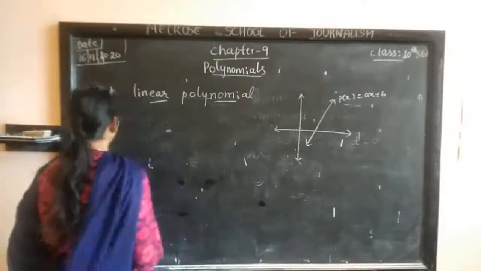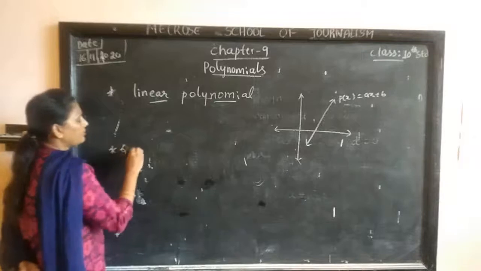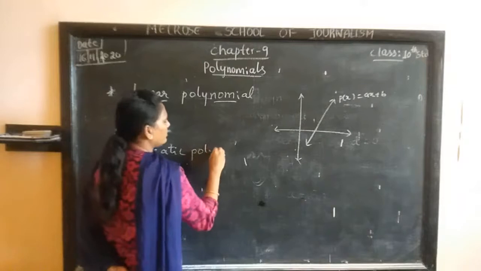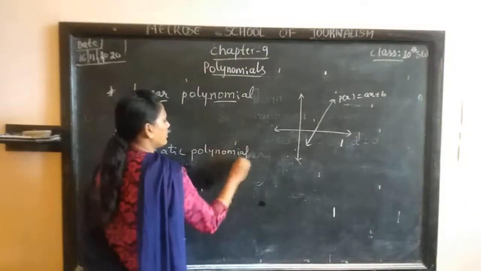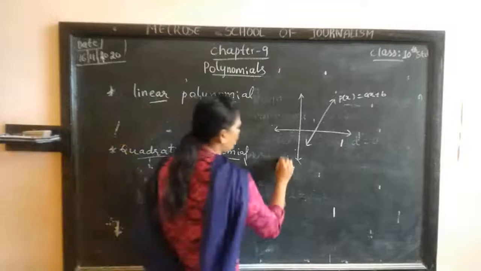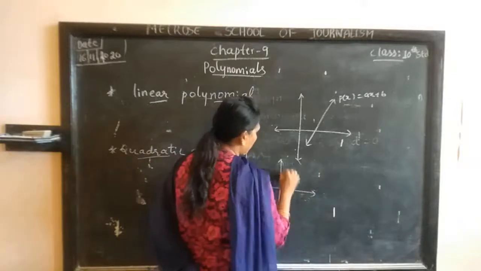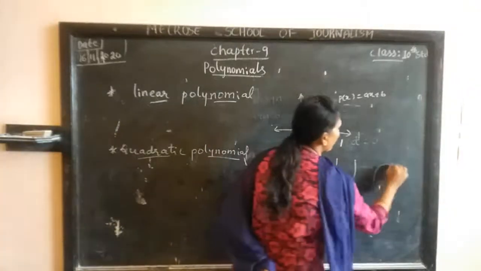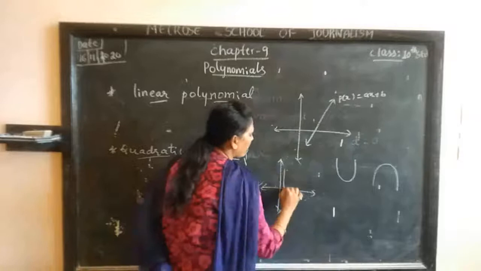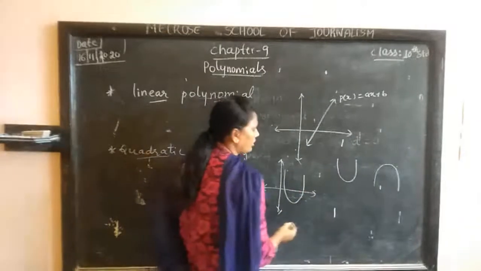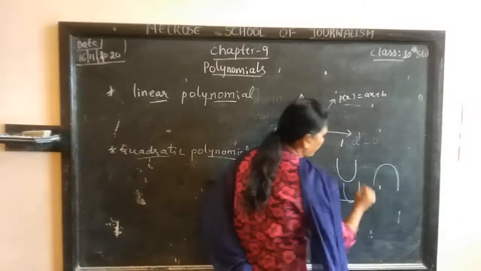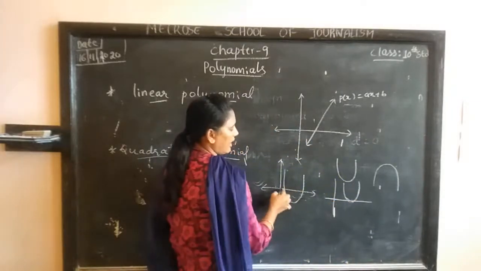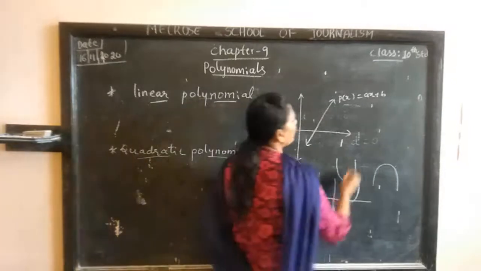In the case of a quadratic polynomial, you will get a parabola. So this is called a parabola, and this is also a parabola. Here you may get it like this, or like this. Here it is touching the x-axis at a single point, here it is touching at 2 points, or you may get it like this.